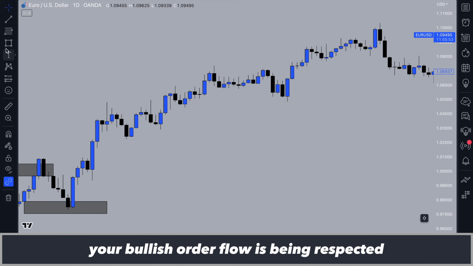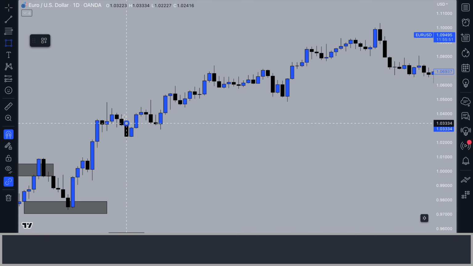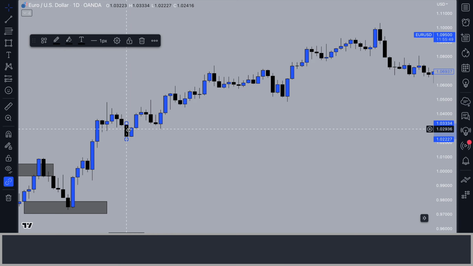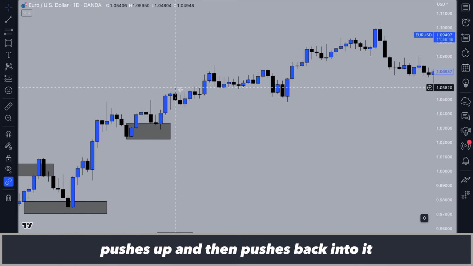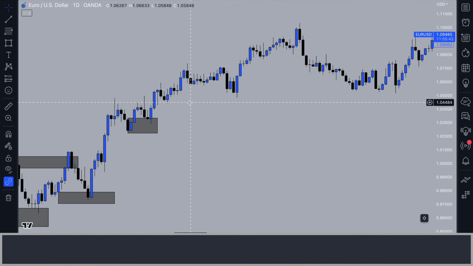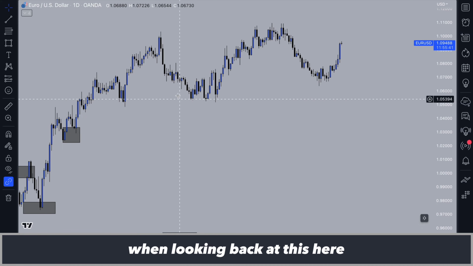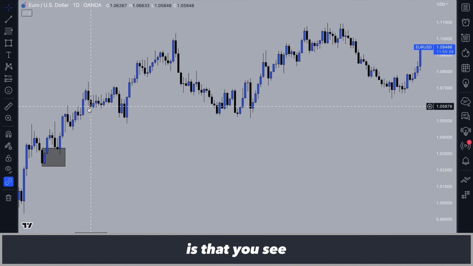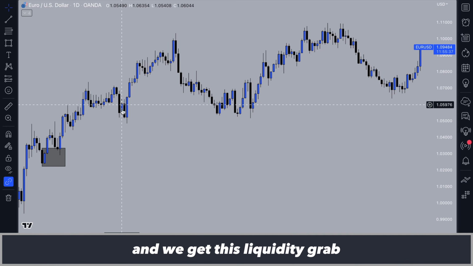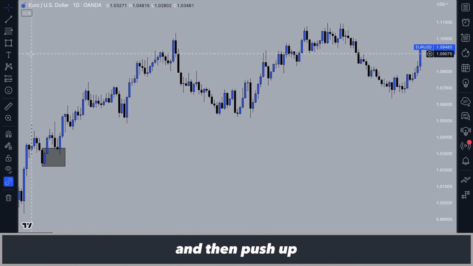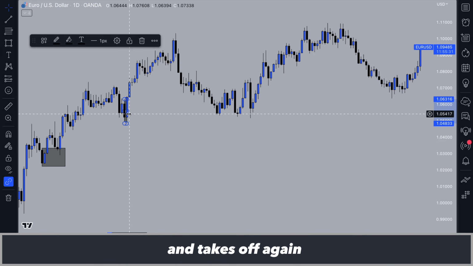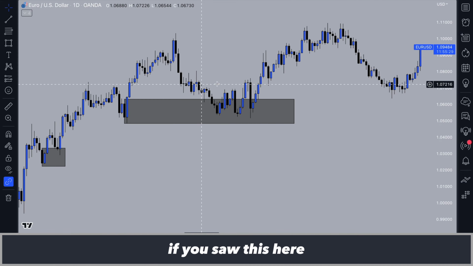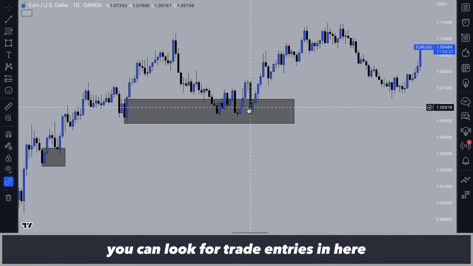As you can see here, your bullish order flow is being respected. Get all these demand zones that get respected. Price pushes down, pushes up, and then pushes back into it, and pushes up. And the main thing that I saw when looking back at this here is that you can see we're trending up, and we get this liquidity grab, and then push up, and then price eventually comes back into it and takes off again.